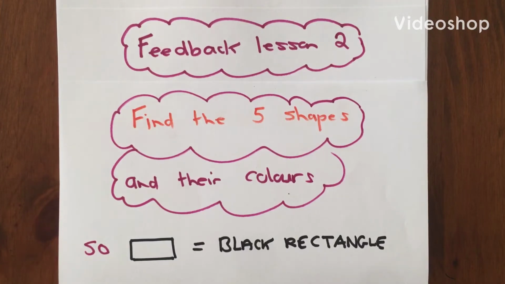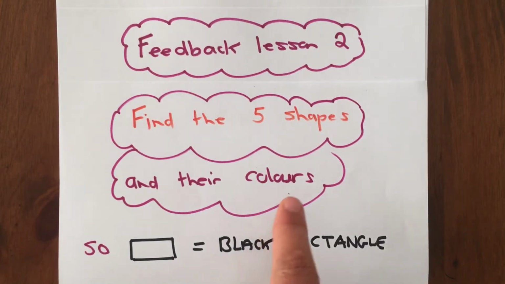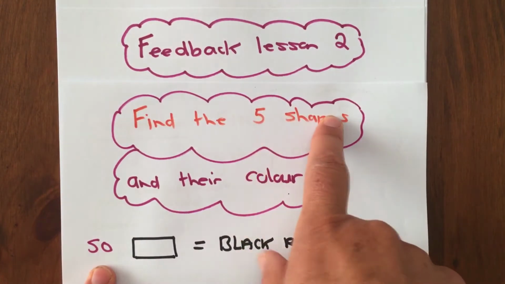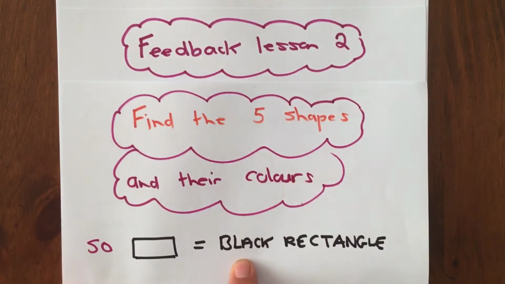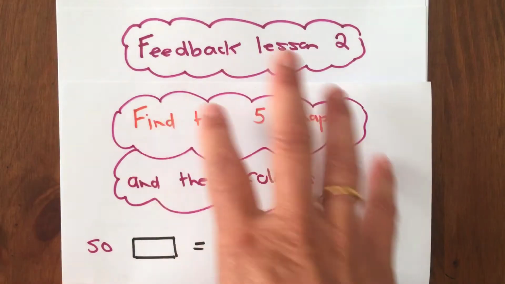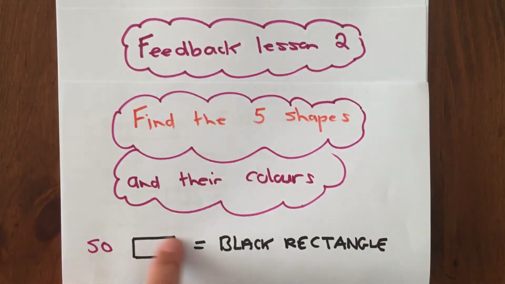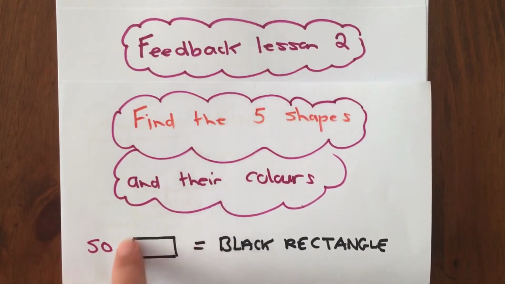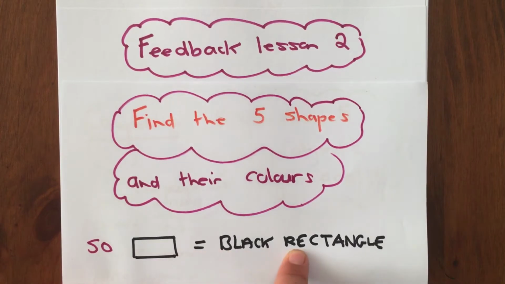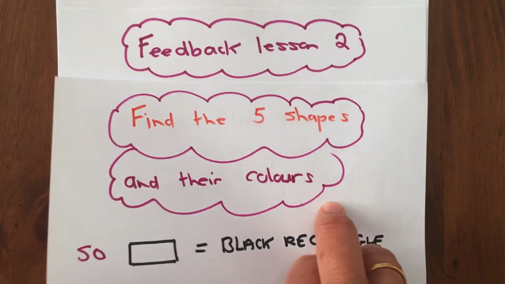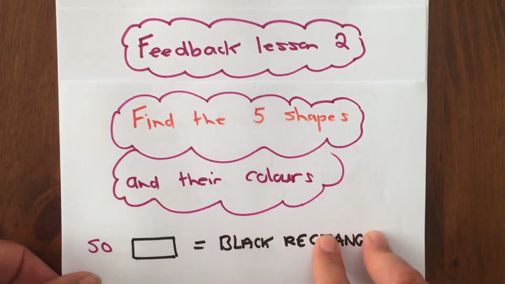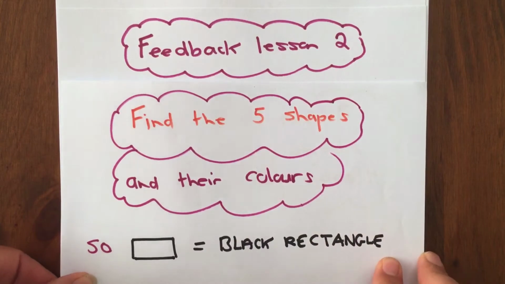Okay, feedback lesson 2, and today's competition, you're looking for 5 shapes with their colours throughout my video. To be the winner of this competition, you need to find all 5. For example, if you saw a shape like this, you would say black rectangle. That's an example, that's not one of the 5, okay? So can you find the 5 shapes with their colours throughout my video?